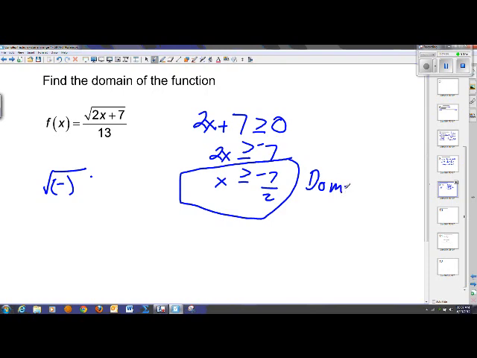If I pick a number that is less than -7 over 2, -10, for instance, let's do this, 2 times -10 plus 7 gives me a negative value under the square root, which is undefined. So my domain, once again, is going to be x is greater than or equal to -7 over 2.